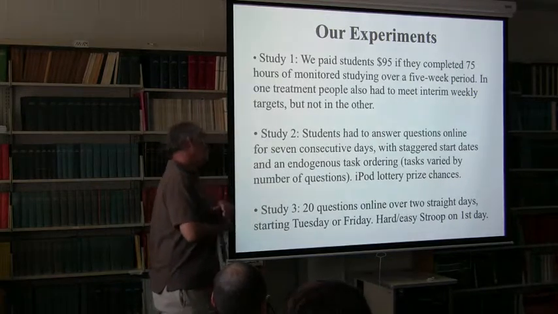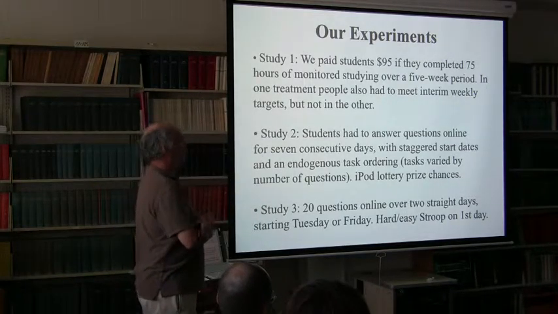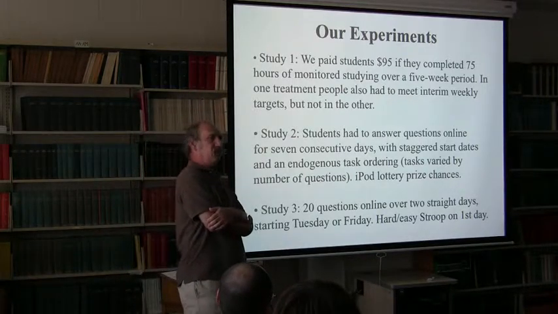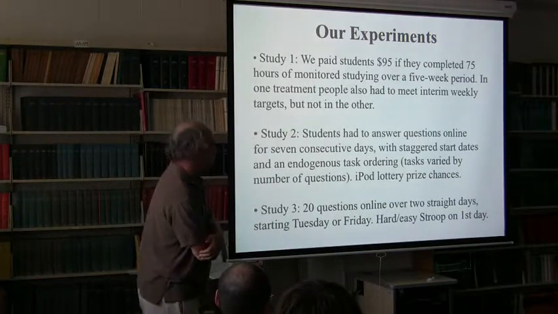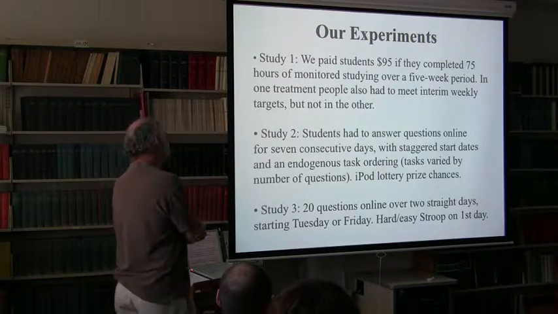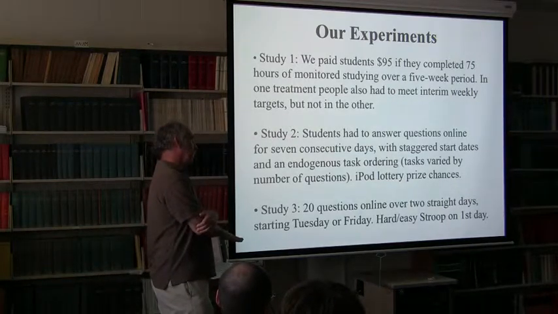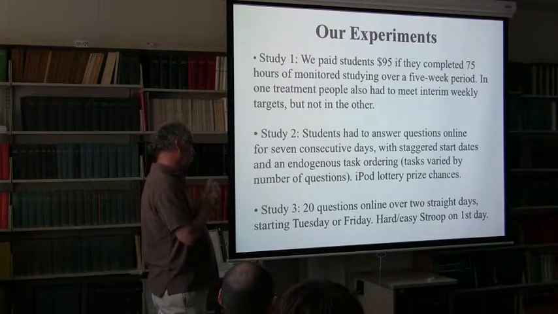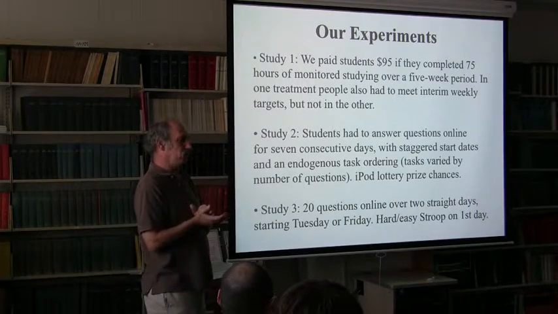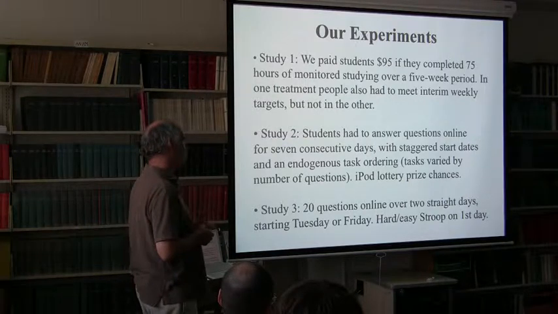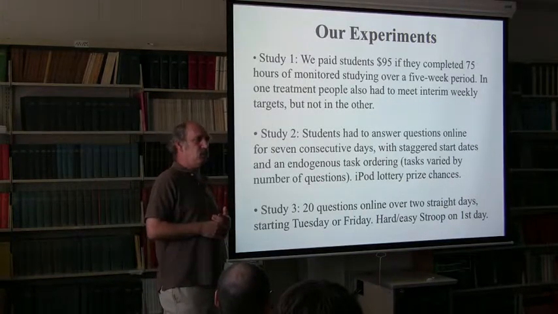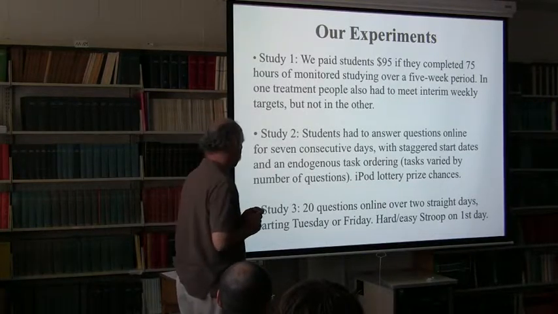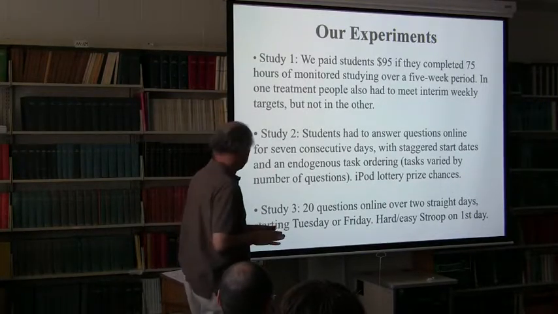Okay, and study 3. We took that, again, from our results in study 2 and from discussions with some people at University of Michigan who were doing something with willpower. So we wanted to look at willpower, so we did something with 20 questions online over 2 straight days. We looked at a group that starts as a Tuesday, Wednesday group and a Friday, Saturday group. We also varied whether they were exposed to a hard or an easy Stroop test on the first day. If you don't know what that is, we're going to cover it. Economists have no idea what it is. I've never heard of it.